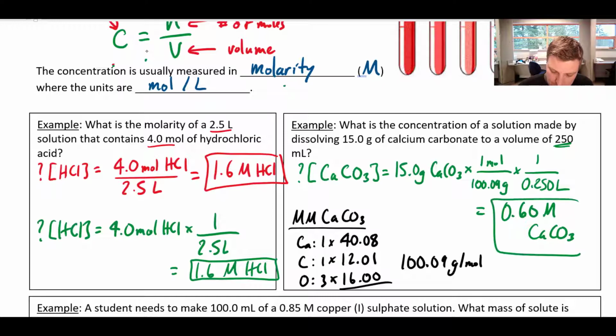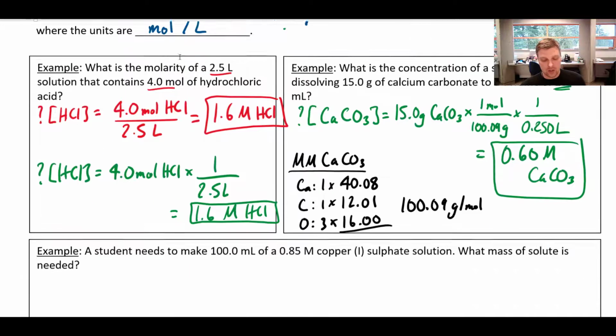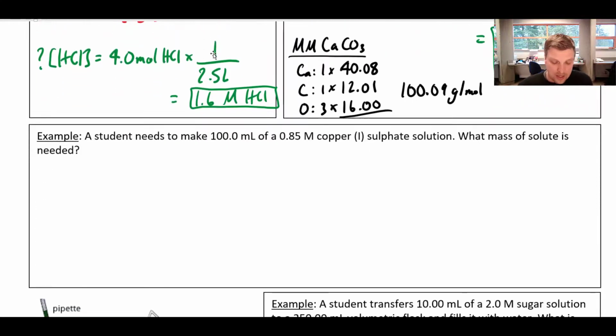CaCO3. Okay. So let's do another one here. A student needs to make 100 milliliters of 0.085 molar copper 1 sulfate solution. What mass of solute is needed?